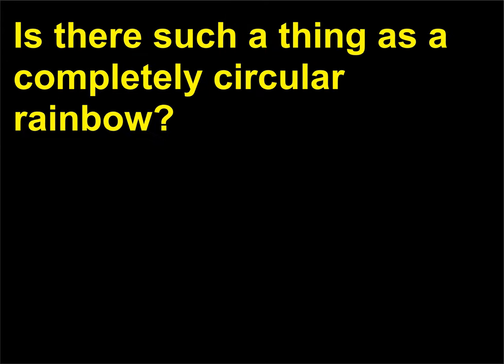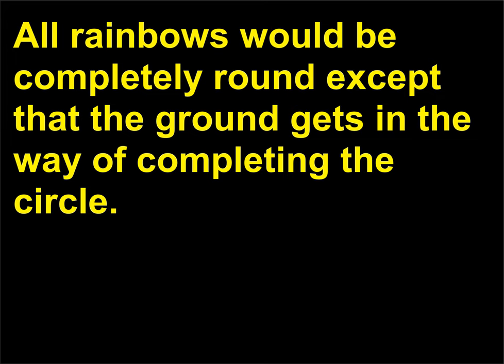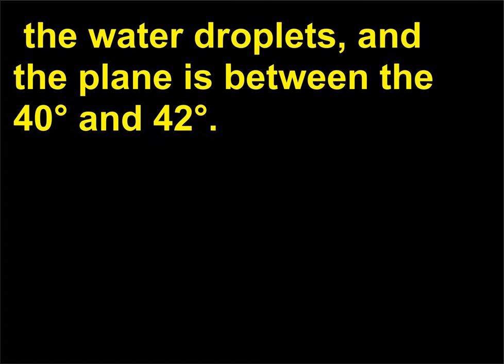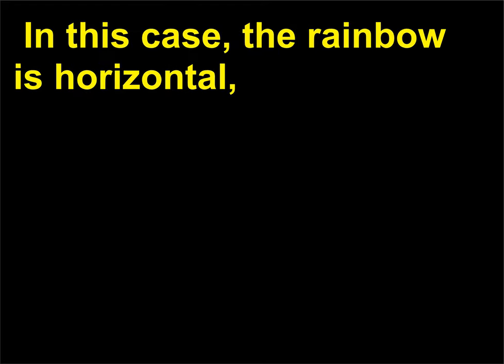Is there such a thing as a completely circular rainbow? All rainbows would be completely round except that the ground gets in the way of completing the circle. However, if viewed from a high altitude, such as an airplane, circular rainbows can be seen when the angle between the sun, the water droplets, and the plane is between 40 degrees and 42 degrees. In this case, the rainbow is horizontal, meaning that it is parallel to the ground and therefore not blocked by the ground. This is quite a sight.